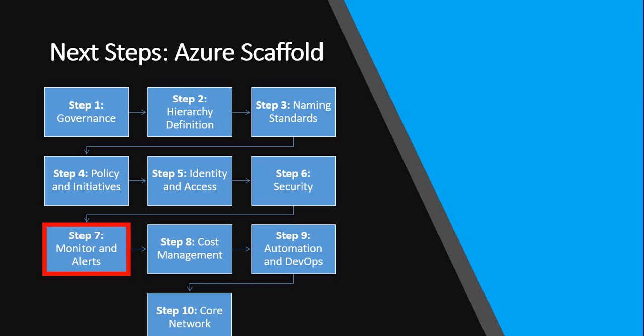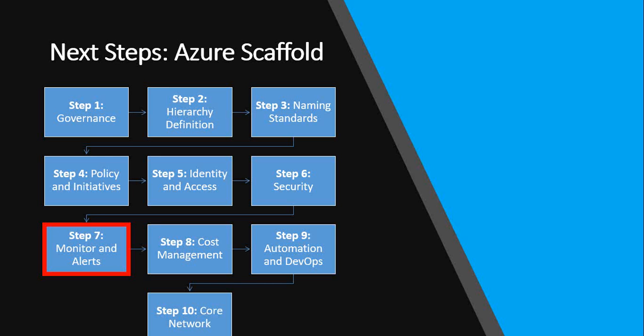Step 3 is naming conventions, so determining what your naming of resources, subscriptions, etc. should be. 4 is policy and initiatives to manage your risk and enforce some rules in your environment if you only want a certain tier of VMs to be able to be created, something like that. Step 5 is identity and access, so controlling access to your Azure environment and your Azure resources. 6 is security, or protecting your Azure resources. 7 is what we talked about here today, monitoring and alert. It collects, analyzes, and sends telemetry data.